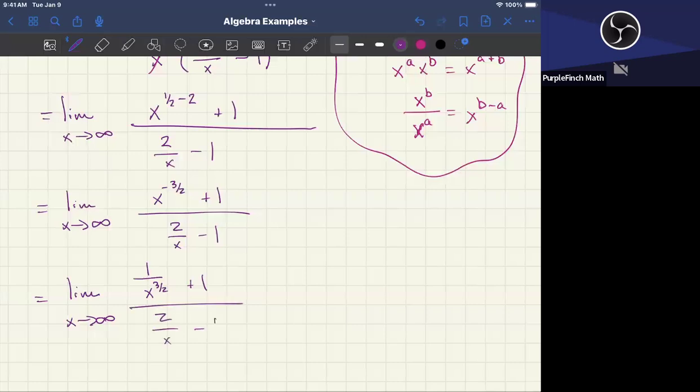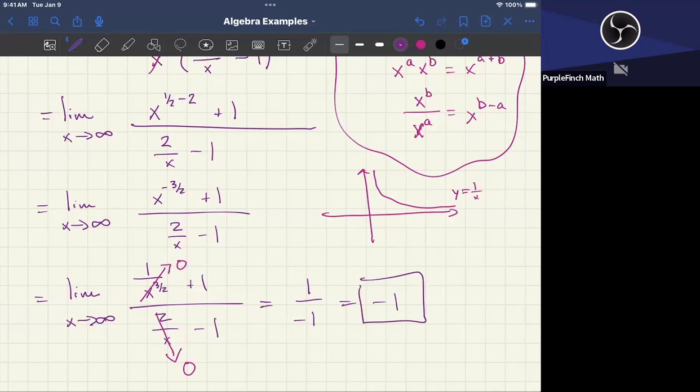And if you recall, when we're looking at graphs, if you have a function that has a similar shape to y equals 1 over x, as x goes off to infinity here, our function goes to 0. So what's going to happen here is that first term on the numerator is going to go to 0. Our first term on the denominator is also going to go to 0 as x goes to infinity. And what we're left with is a positive 1 over a negative 1. So our solution is -1.